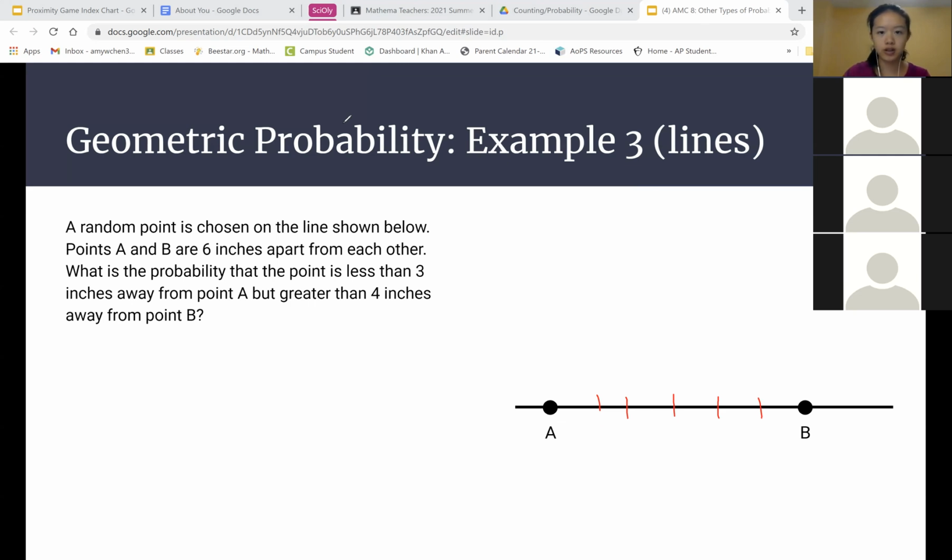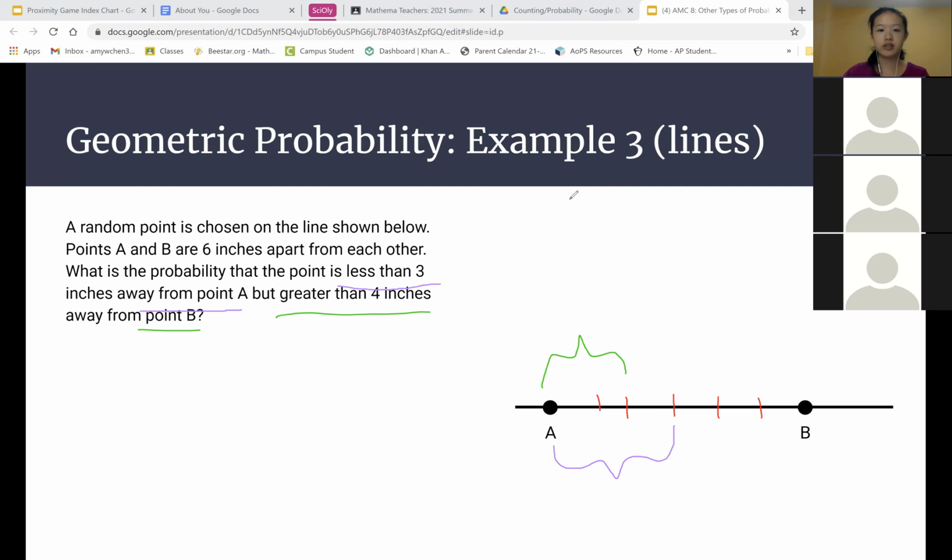First of all, this says we want the point that is less than 3 inches away from point A. So in order for it to be less than 3 inches away from A, we want it to be in this part of the graph, because it's like 1, 2, 3 inches. Also, the point should be greater than 4 inches away from point B. So if we count 1, 2, 3, 4, we want the point to be in this part of the graph also.